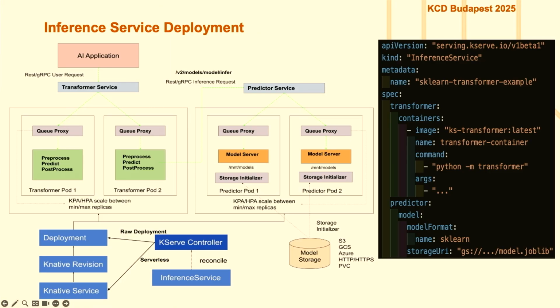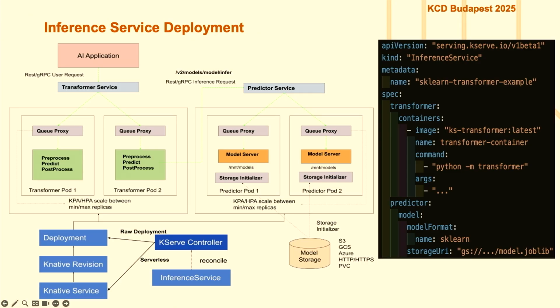I was talking about the core concepts of KServe. Let me show you an inference service deployment in detail. On the right-hand side, you can see a YAML definition which contains a transformer and a predictor as well. Let's see what the role of KServe is here, what's happening here.